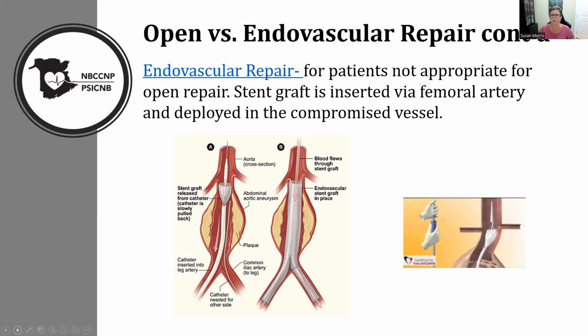These grafts have come a long, long way in 20 years. We've been doing the abdominal ones for probably 25 years now. And the thoracic ones, we've just started doing them the past 5 years at the New Brunswick Heart Center, but they've been doing them across Canada and the US for a number of years.